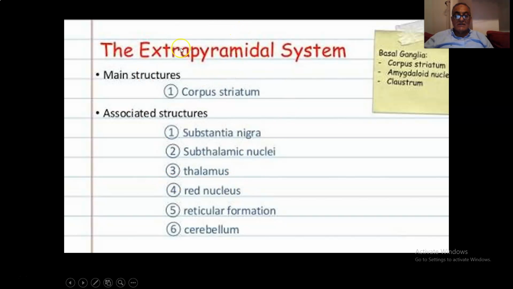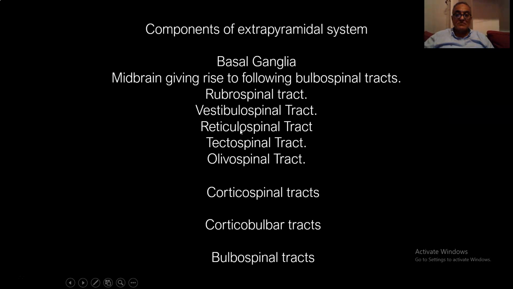And as I said, the associated structures are part of the substantia nigra, the subthalamic nucleus, part of the thalamus, namely the lateral and anterior ventral nuclei of the thalamus, the red nucleus, reticular formation, and the cerebellum also is a part of the extrapyramidal system. Components of the extrapyramidal system: the basal ganglia and the midbrain, giving the following bulbospinal tracts: the rubrospinal tract, the vestibulospinal, reticulospinal, tectospinal, olivospinal.